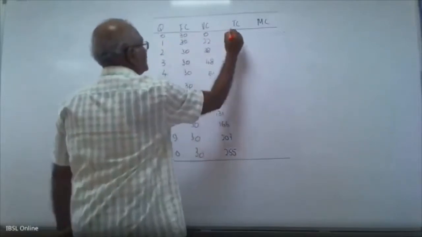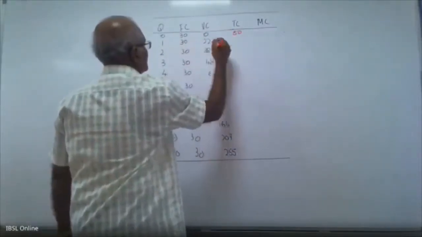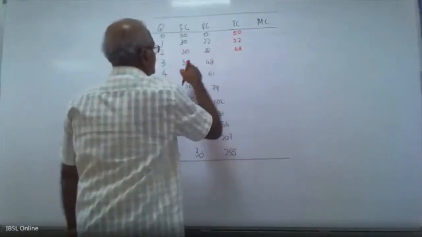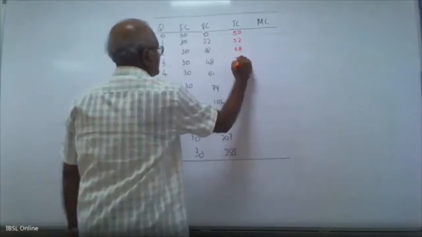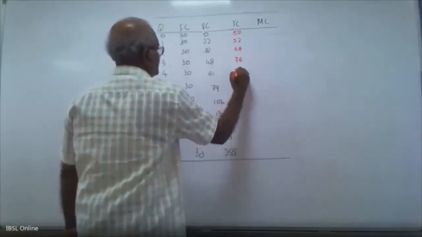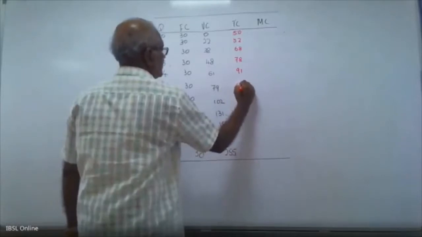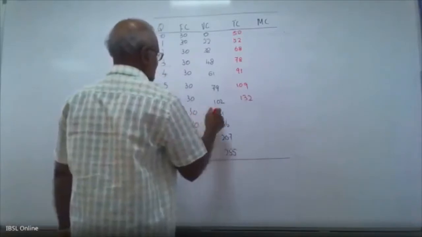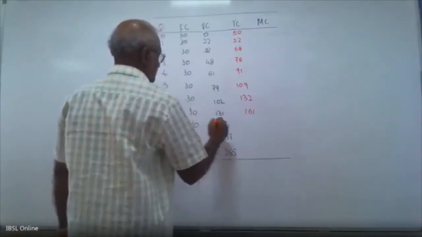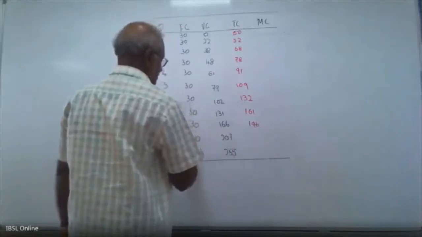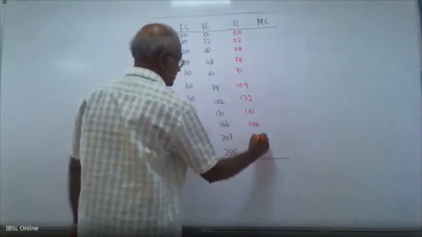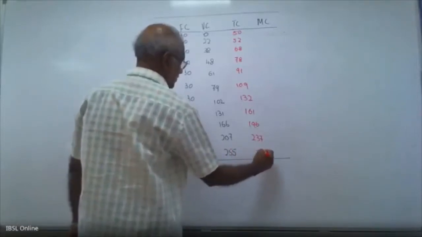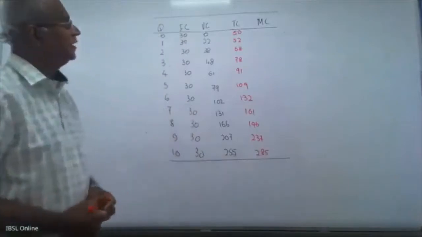30 plus 0, 30. 30 plus 22, 52. 30 plus 38, 68. 30 plus 48, 78. 30 plus 61, 91. 30 plus 79, 109. 30 plus 131, 161. This one, 196. 237. The 285. Like that.